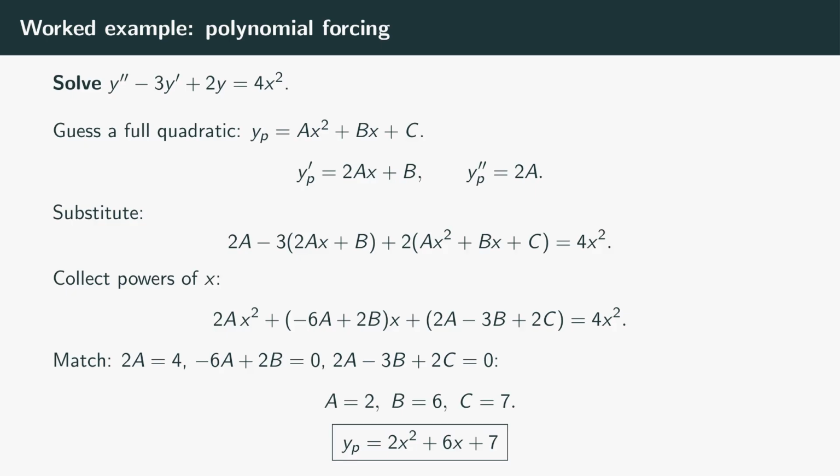So 2a equals 4, giving a equals 2. Then negative 6a plus 2b equals 0 gives b equals 6, and the constant equation gives c equals 7, so the particular solution is 2x squared plus 6x plus 7. Pure algebra, no integration.